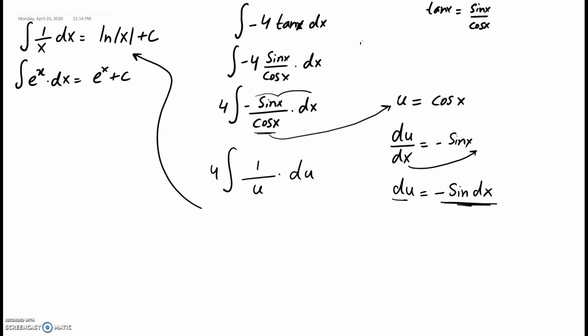This will change into 4 times ln u, plus you write c, and then substitute the value of u back into your expression. It's going to be 4 ln cos x plus c. That's the answer.